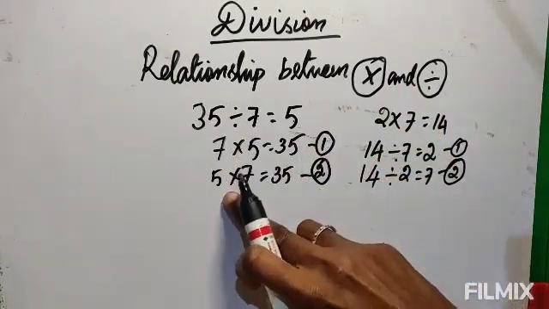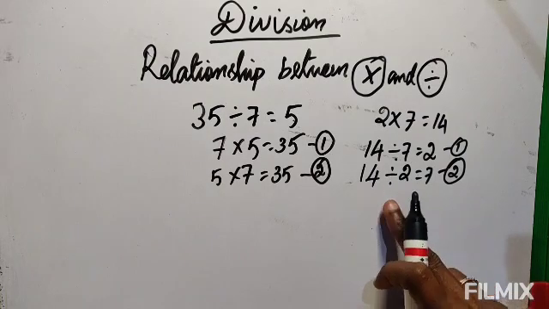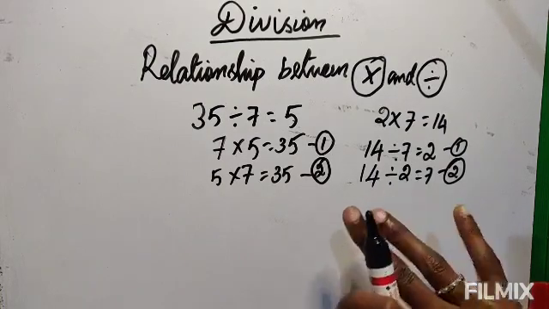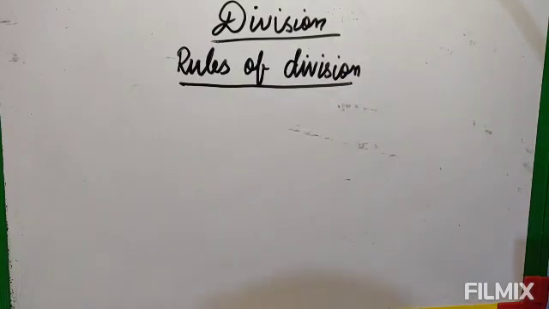Multiplication facts means it should be in multiplication. Division fact means it should be in division. This is also asked in the exercise: the relationship between multiplication and division. Okay, next are the rules of division. So what rules are there in division?